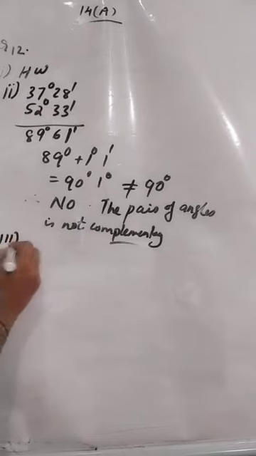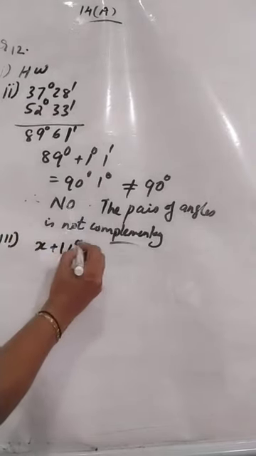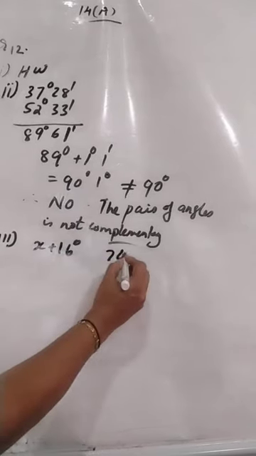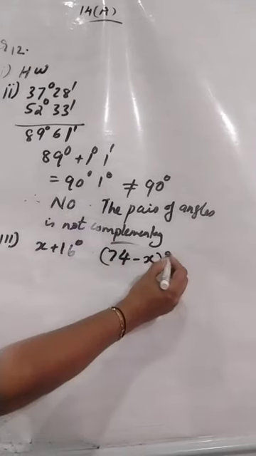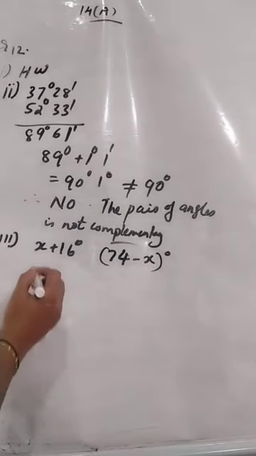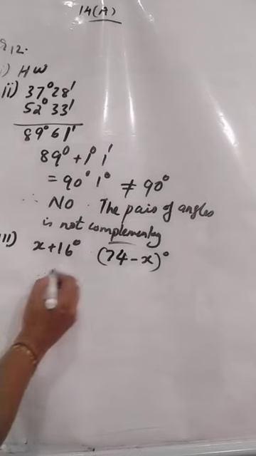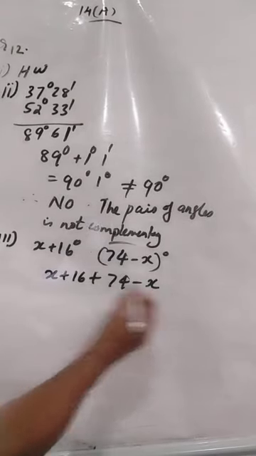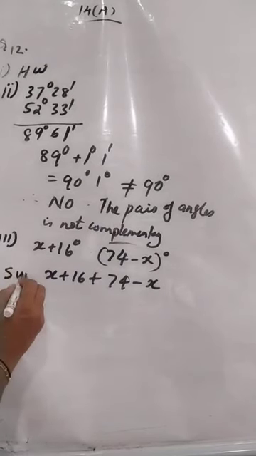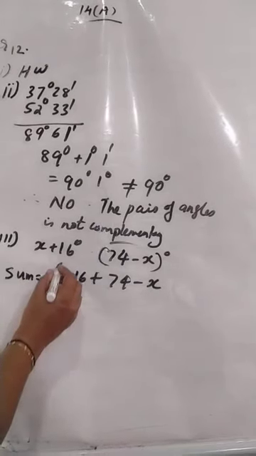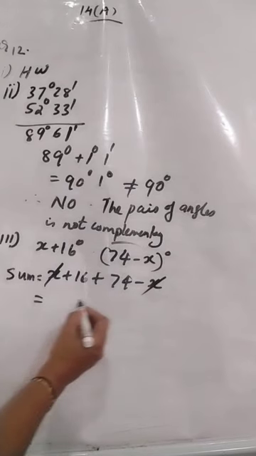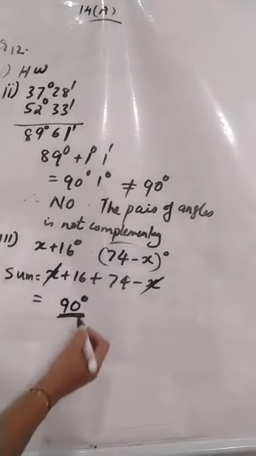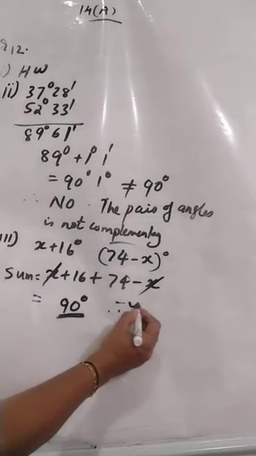Question number 3. x plus 16 degree and 74 minus x degree. Are they complementary? Let us find the sum. x plus 16 plus 74 minus x. Sum of the angles. What is the sum? x minus x is 0, and 74 plus 16 is 90 degree. So the sum is 90 degree. Therefore, yes.